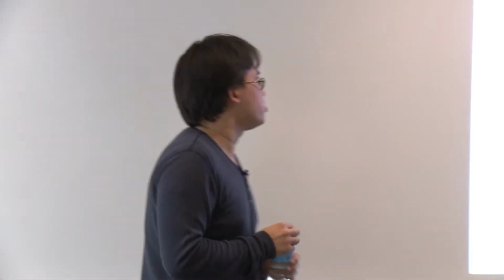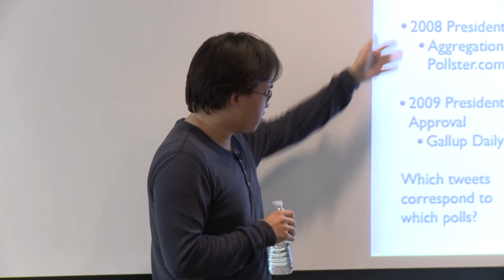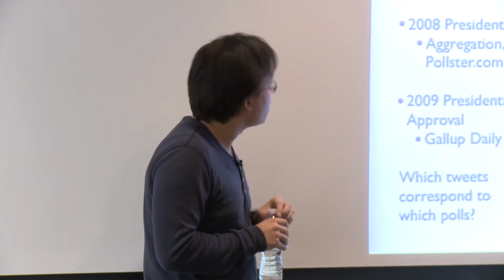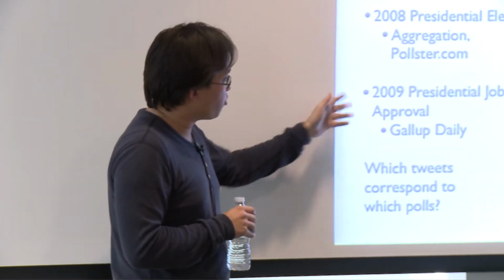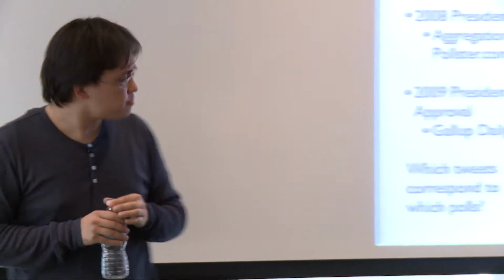And we also looked at some political examples. One is tracking polls in the 2008 presidential election, Obama versus McCain, and an aggregation of those. Another is presidential job approval in basically the first half of 2009, which comes from Gallup.